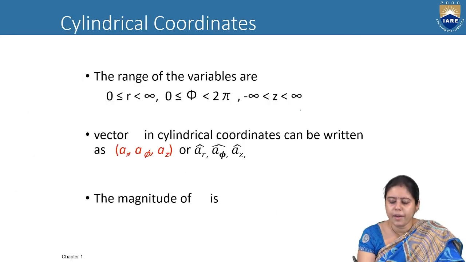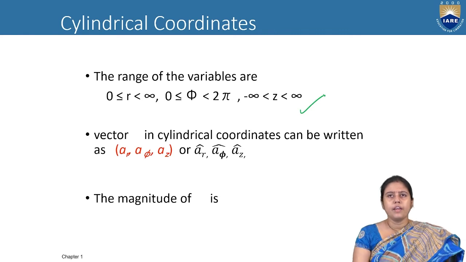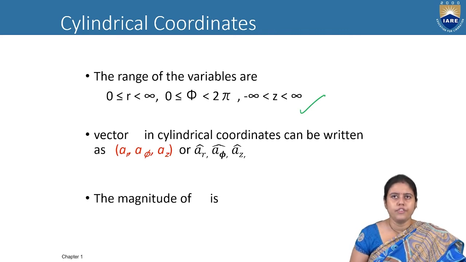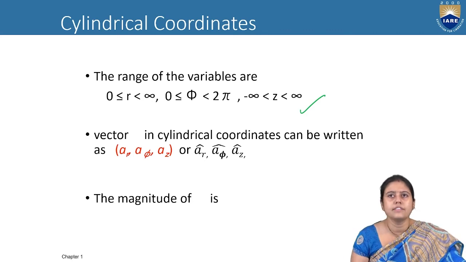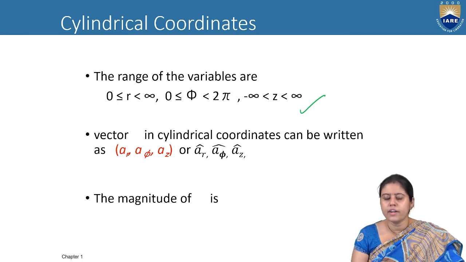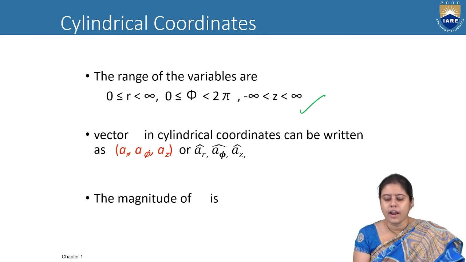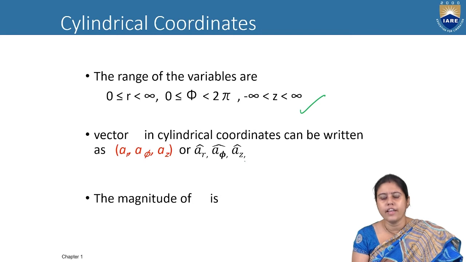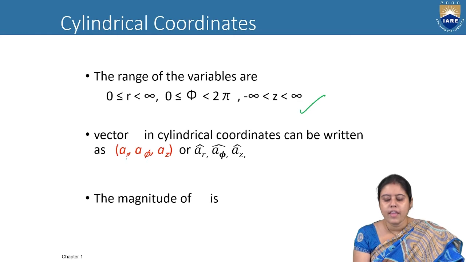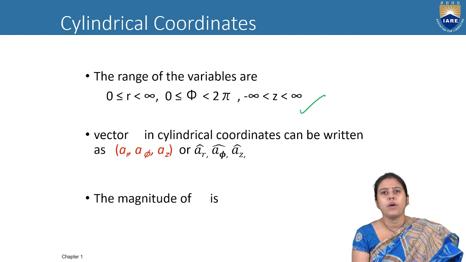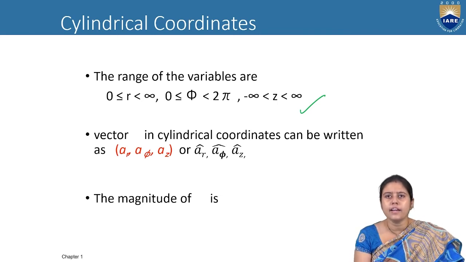I have already told you the range of the variables: the radius is 0 to infinity, phi is 0 to 2 pi, and z is minus infinity to plus infinity. And what are the unit vectors? The unit vectors are AR, A phi, AZ, or we can say A rho, A phi, AZ. As it is written in bold, we are not using any cap, but while writing, you should write the cap.